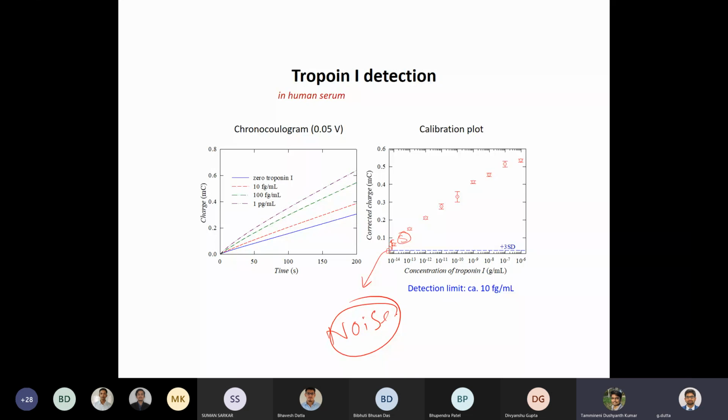Sir, one more. Correct me if I'm wrong. If the concentration is just above this noise, can we say that is the detection limit? Yes, just above this. By your biosensor, you drop some sample concentration and you get a signal just above this one. That is your limit of detection. Okay, thank you, sir.